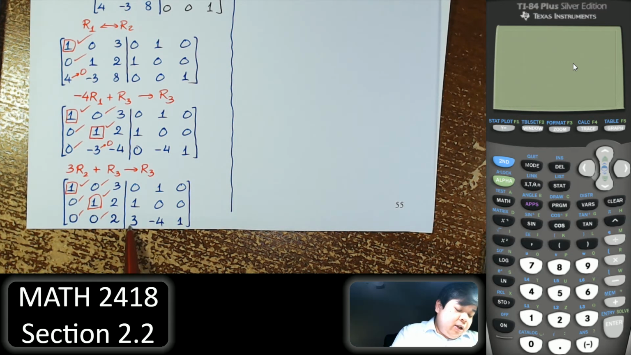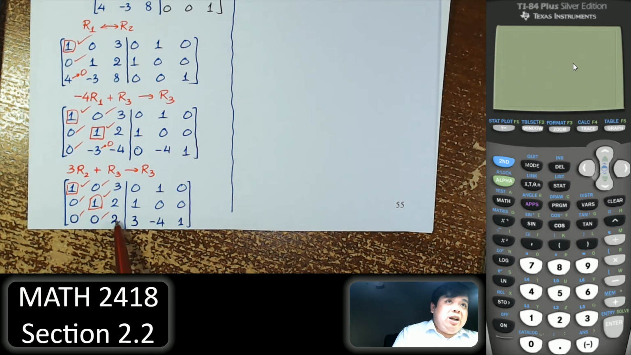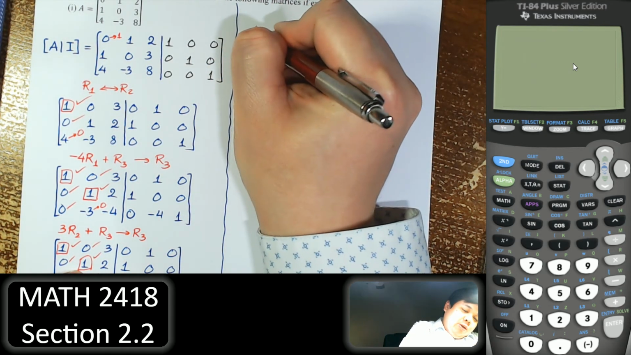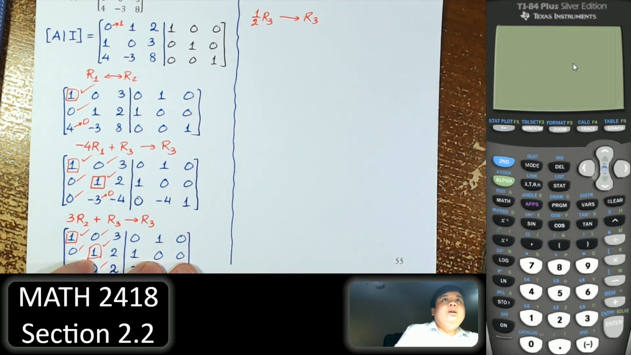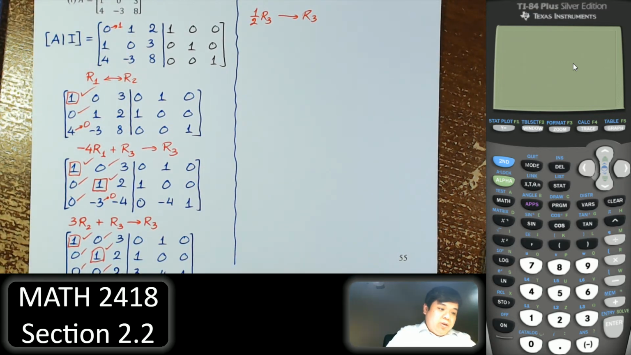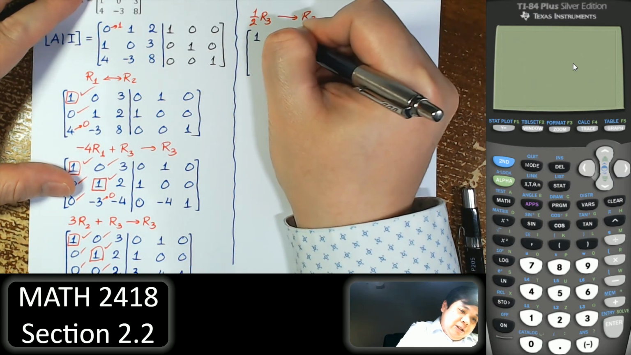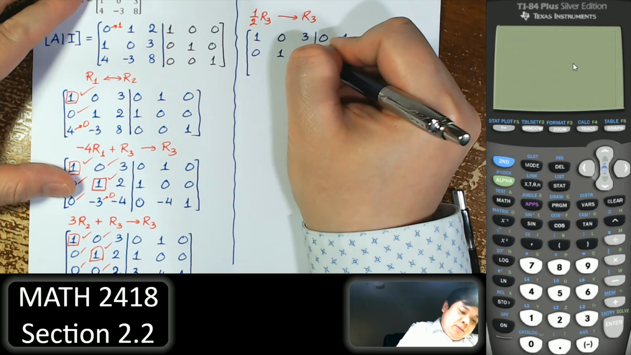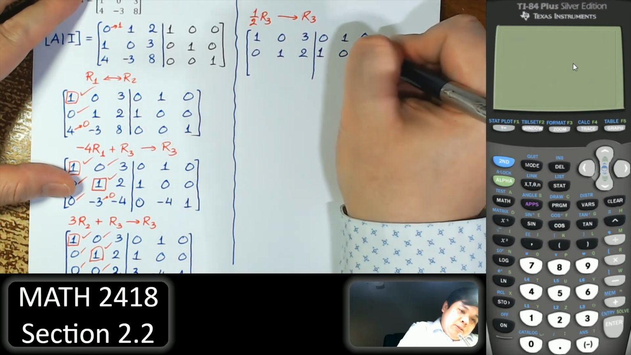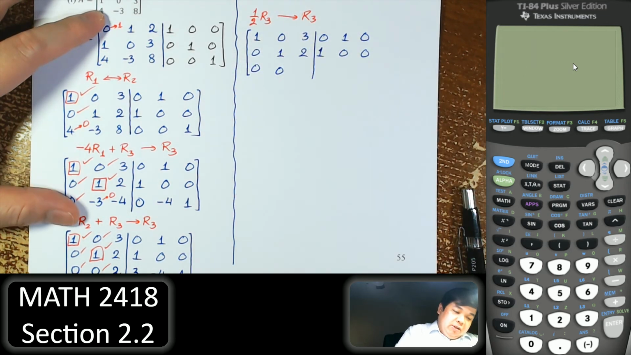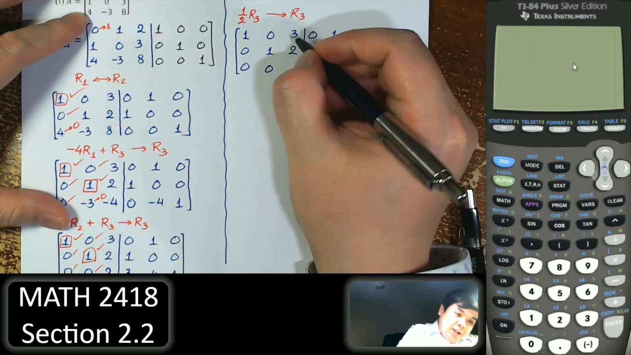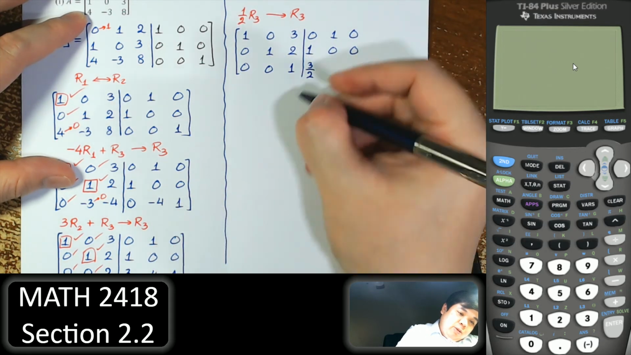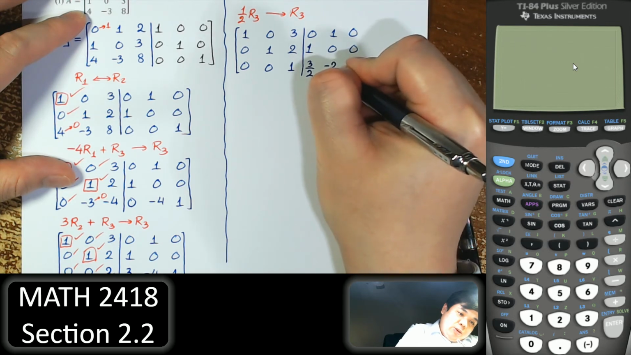Now this needs to be 1, so we have 2 there, so just cut everything in half and that will be good. So we have 1/2 row 3 to row 3. We're going to copy row 1 and 2, and then multiply everything here by 1/2. So here we do have 1 here, which is good. 3/2, negative 4 times 1/2, negative 2, and 1/2.